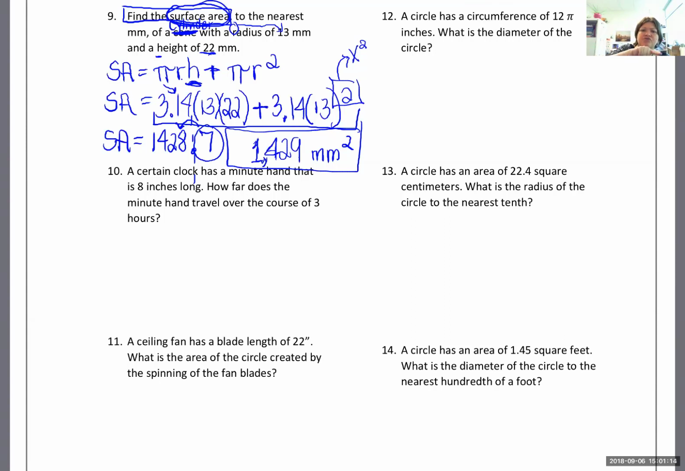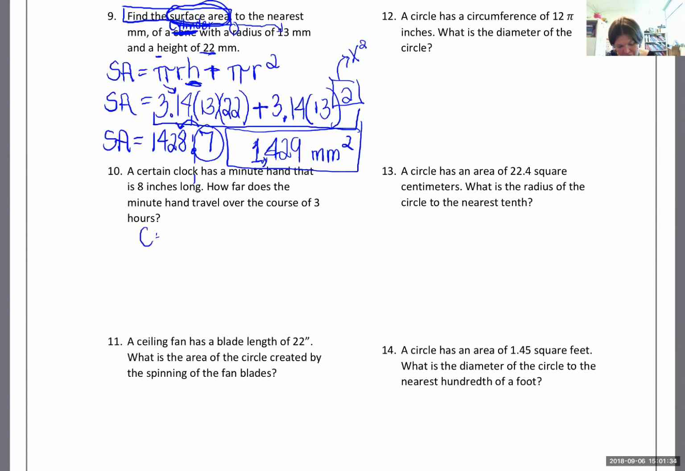Think of the minute hand traveling around in a circle. Are they asking me about area, or are they asking me about circumference? That's the real question I have for you. Circumference? Absolutely. That little tip of the minute hand is traveling a circle around the outside edge of a circle. Okay, so they're asking me for the circumference.